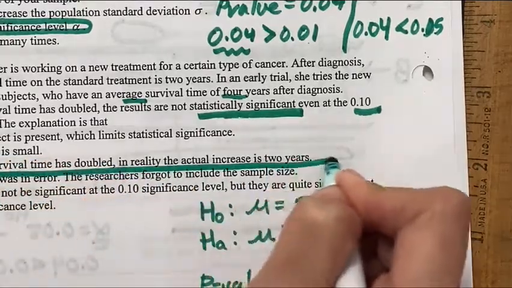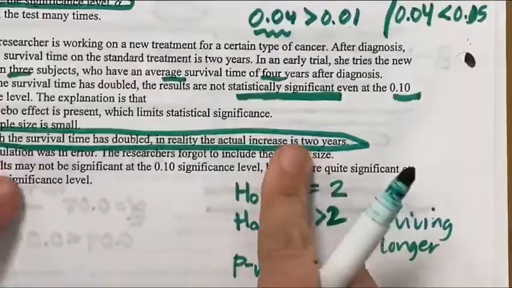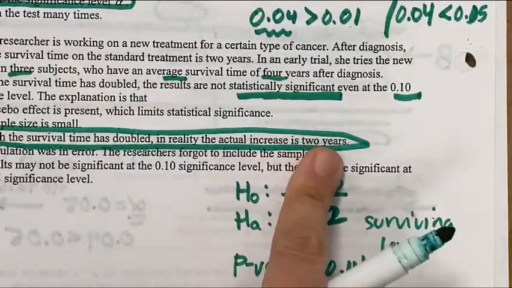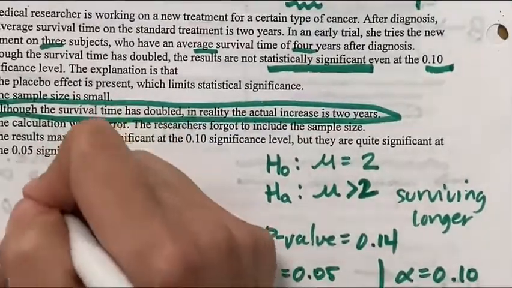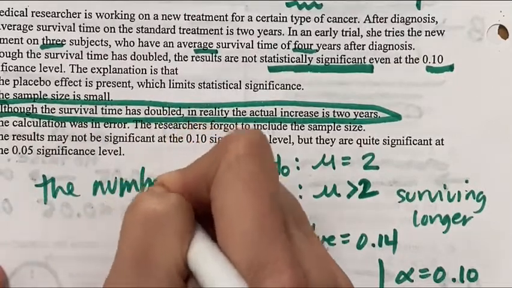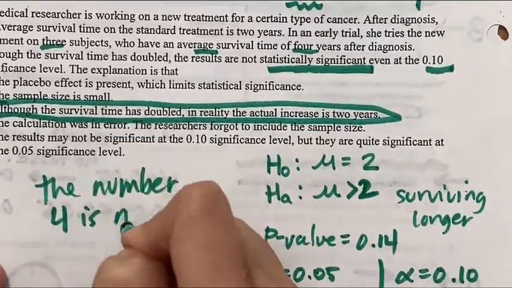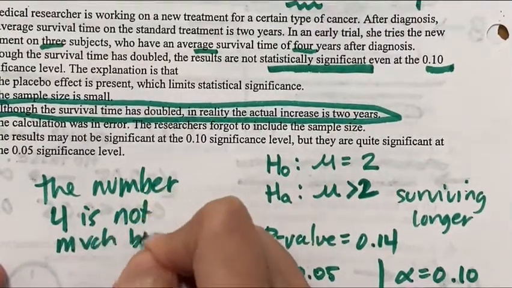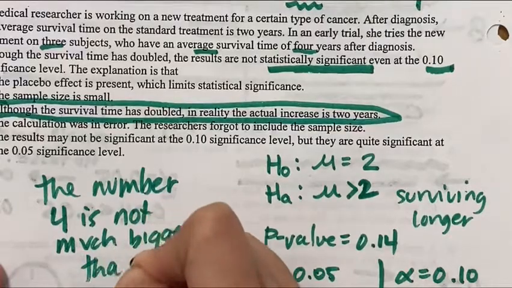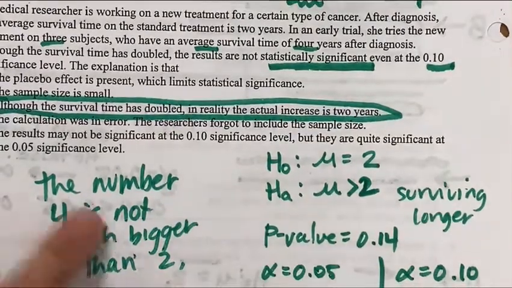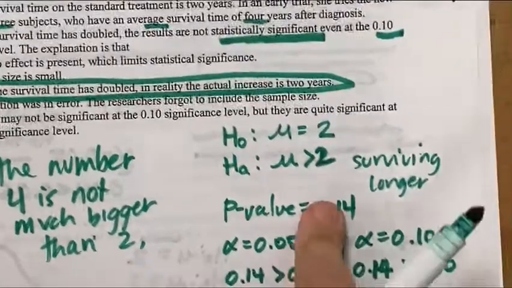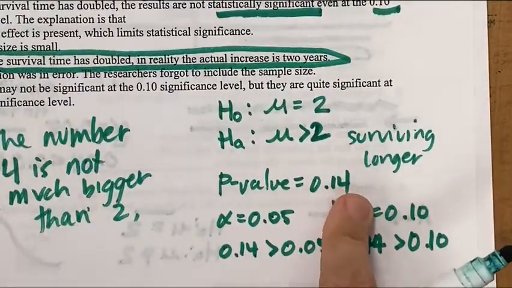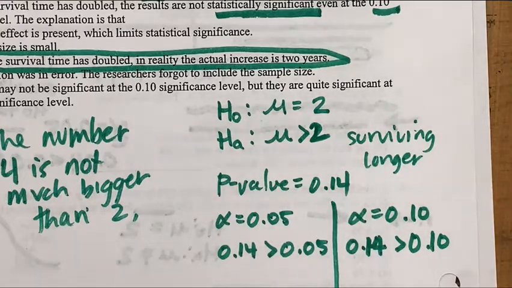Although the survival time has doubled, think of this in relative terms. It's actually just 2 years more. So the number 4 is not that much bigger than the number 2. Yes, it's double, but it's only 2 more than that. And the likelihood of that occurring is actually rather likely. So that's how we change significance levels to sometimes try to reject the null.